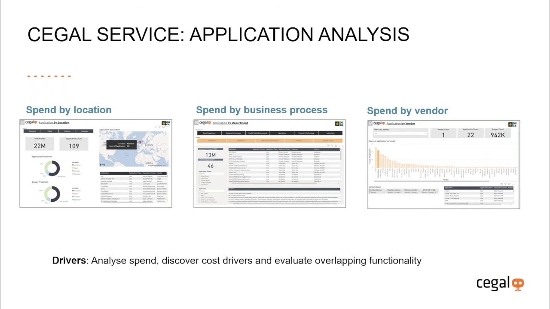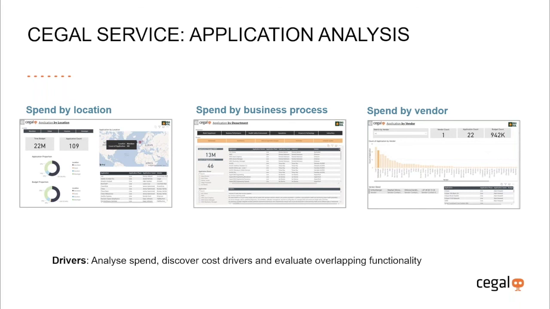So application management as a service is an offering we have, and this example here will show you a little bit on how we can dashboard and get an overview of your application spend by location in order to trigger or analyze currency exposure. For example, explore potential tax optimization or identify overlapping functionality among legacy applications in different locations.